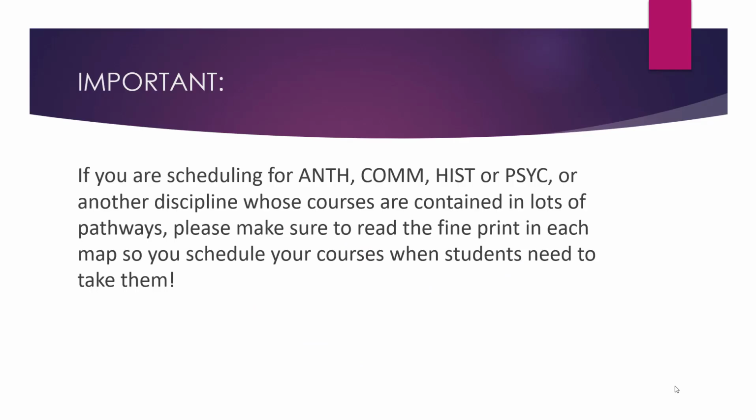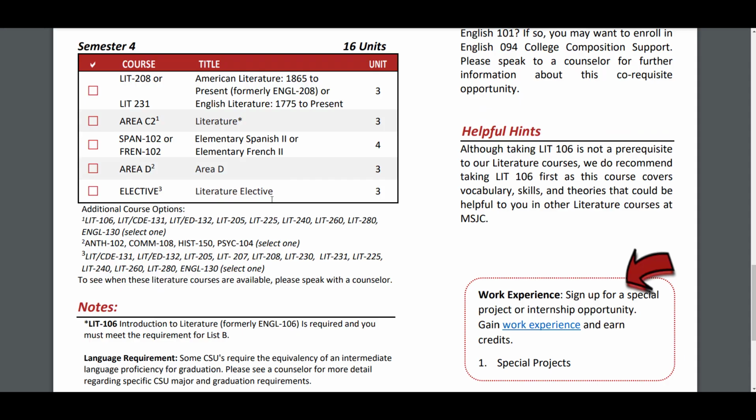Important: if you are scheduling for Anth, Com, Hist, or Psych, or another discipline whose courses are contained in lots of pathways, please make sure to read the fine print in each map so you schedule your courses when students need to take them. Also in semester 4, there is a requirement for electives, which include Lit 207, 208, 230, and 231, in addition to the other courses we have already encountered. So in terms of the frequency with which we offer these courses, we will need to offer Lit 106 a lot, the Lit courses in Area C2 frequently, and the elective courses from time to time.